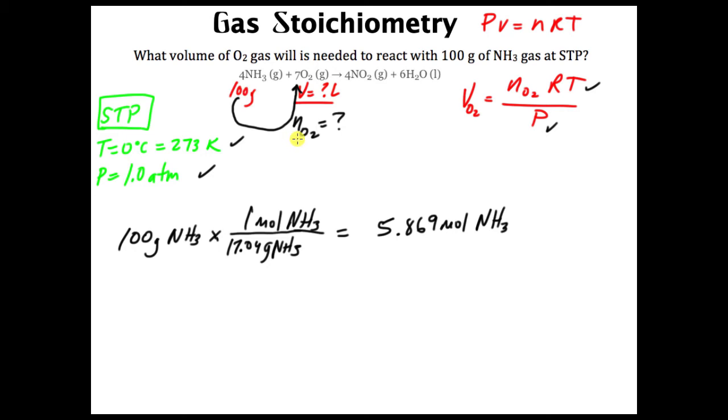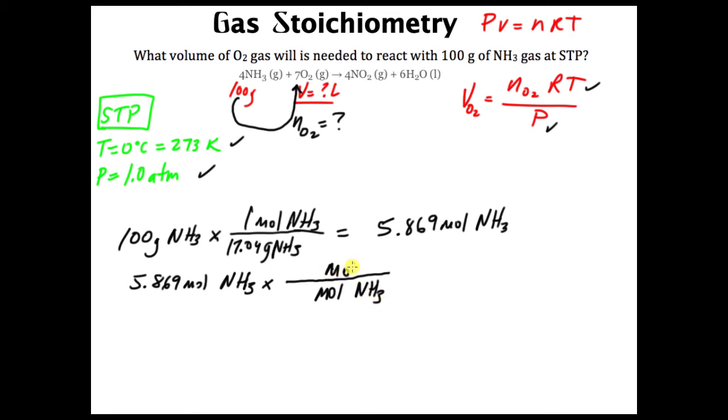I want to keep going because I want to find the moles of oxygen, because if I know the moles of oxygen, then I can find my volume. So what I can do here is take that 5.869 moles of ammonia, and this is all from first semester. This is just strictly stoichiometry. So if you need to, go back and watch the first semester videos on stoichiometry to help you along.